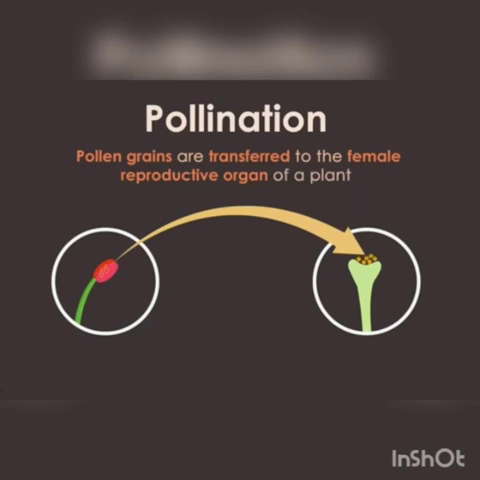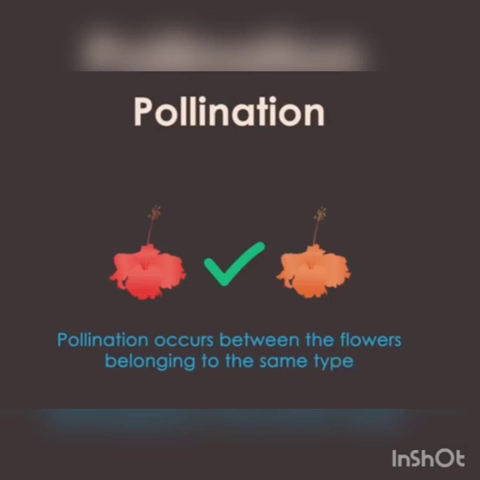Now, getting back to the process, the first step is that of pollination. It is the process by which pollen grains are transferred to the female reproductive organs of a plant. In other words, pollens from the anther are transferred to the stigma. Does this process occur only between two flowers of the same type? Yes, that is correct. Pollination occurs between flowers belonging to the same type.